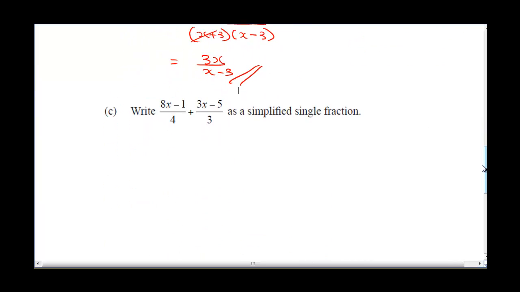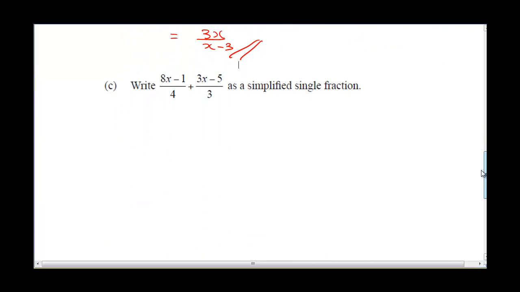The next question says write the expression 8x minus 1 over 4 plus 3x minus 5 over 3 as a simplified single fraction. What I call a single fraction is a over b. So we're going to represent it to have something like this. The first thing we do is take the LCM of 4 and 3, and that's going to give us 12. So 12 divided by 4 is going to give us 3. So 3 times 8x minus 1 plus, 12 divided by 3 gives 4, multiplied by 3x minus 5.